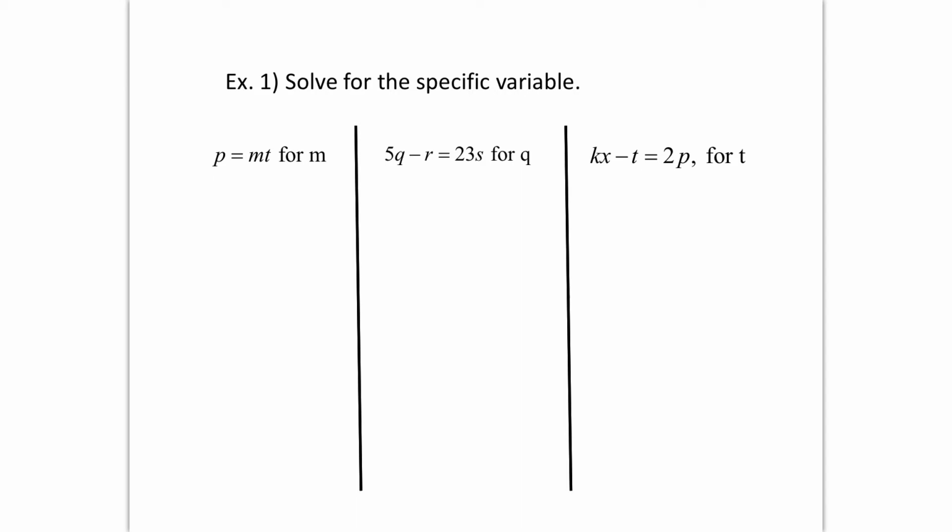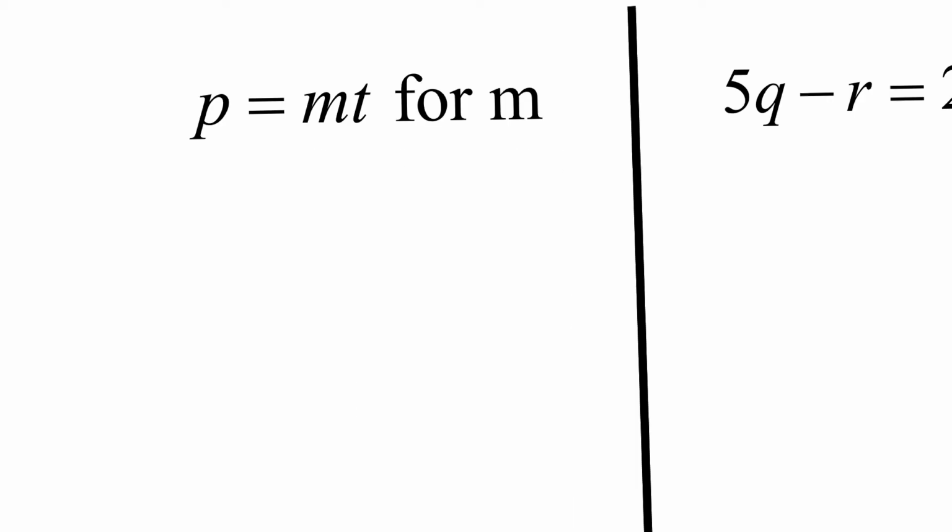So let's go ahead and do some examples here. We do have 3 different equations, and I'm going to look at the first one on the left side. And we want to solve this equation P equals mt for m. So we want m by itself. That's what we want to solve for. Now notice that we have different variables, so our answer is not going to be a number like before when we solve equations. This is going to be some expression, but we need to get this variable by itself.